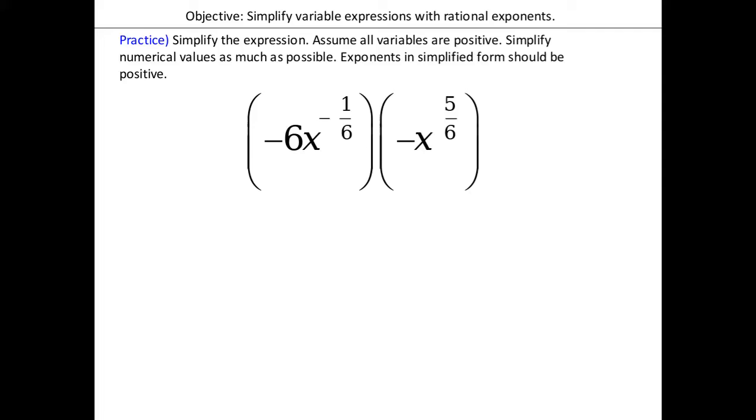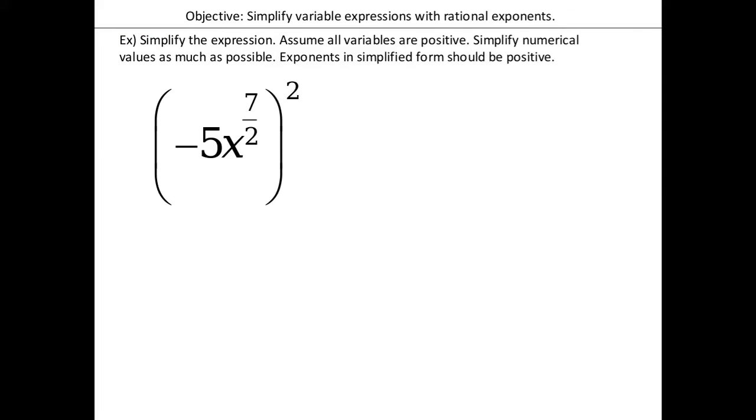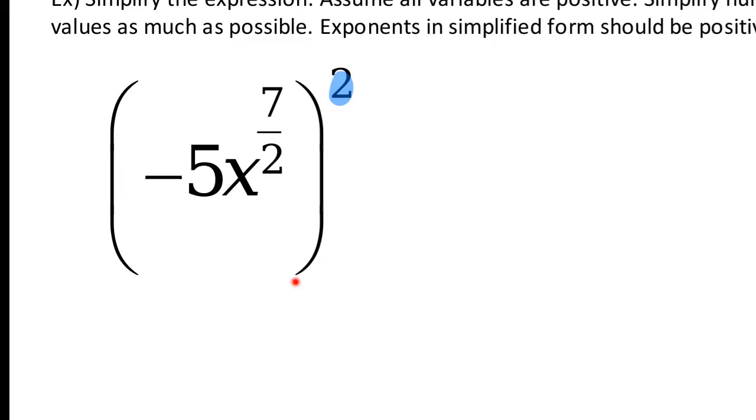All right, you guys go ahead and try this one. Let's look now at a product of a power. So I'm taking a product here, things multiplied, raised to a power. So for a product of a power, my rule is to distribute the exponent. Sorry, I didn't give you guys time to copy it. So go ahead and copy it before I start doing this one. Negative 5x to the 7/2 raised to the second power.